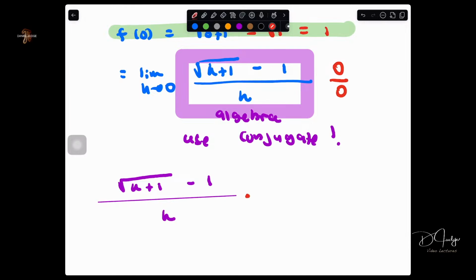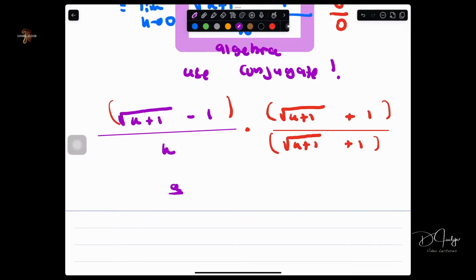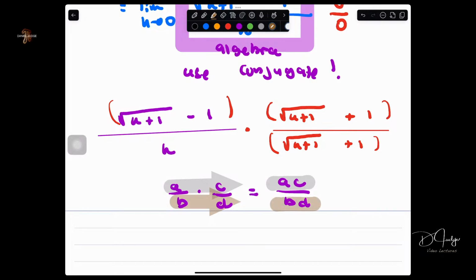We got to multiply top and bottom by the square root of h plus 1 plus 1, and the square root of h plus 1 plus 1. Now, remember the algorithm that we do when we have multiplications of fractions here. So it's a over b times c over d will give you a times c over b times d. This is the algebra algorithm.